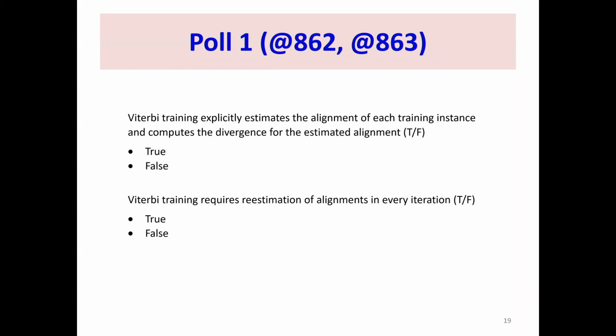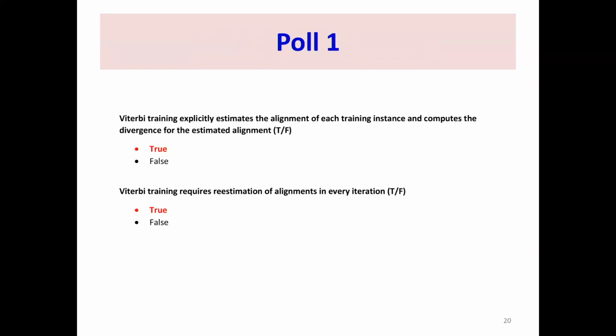All right. Anybody want to answer the first question? Harini? True. And Lihan, what about the second one? Yep. So Viterbi training explicitly estimates the alignment of each training instance and computes the divergence for the estimated alignment. And you require re-estimation of this alignment at each iteration because within each iteration, your model has improved and it's capable of giving you a better alignment.